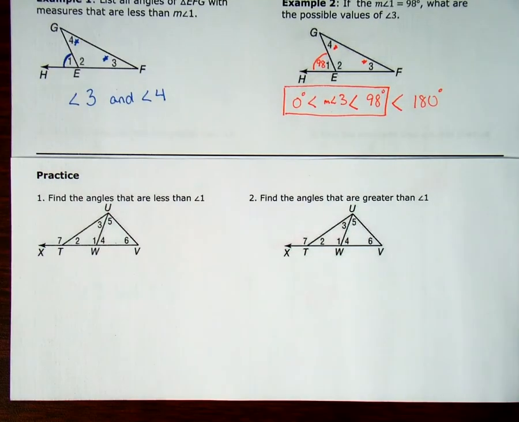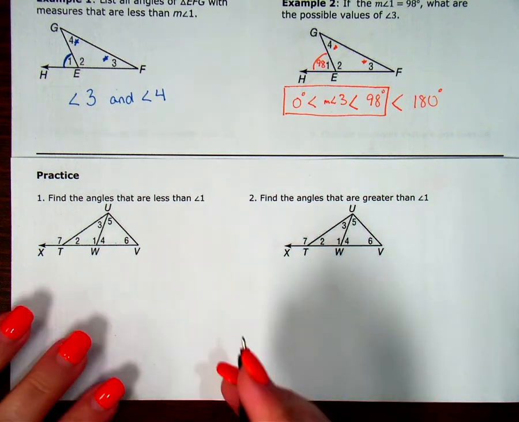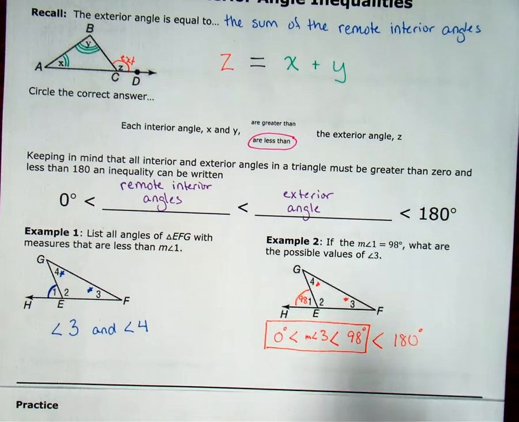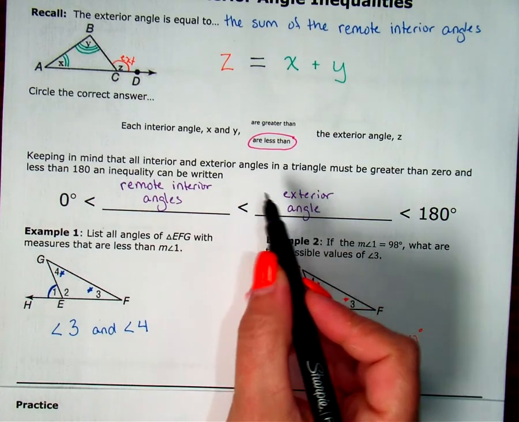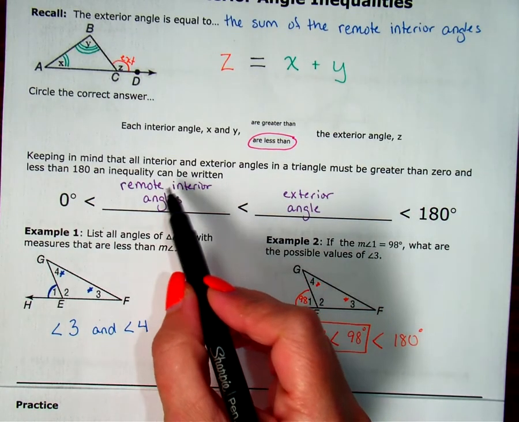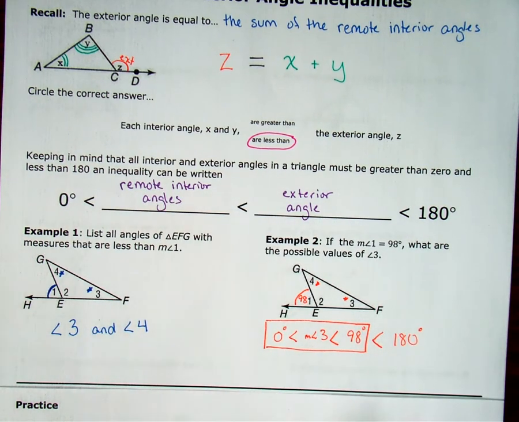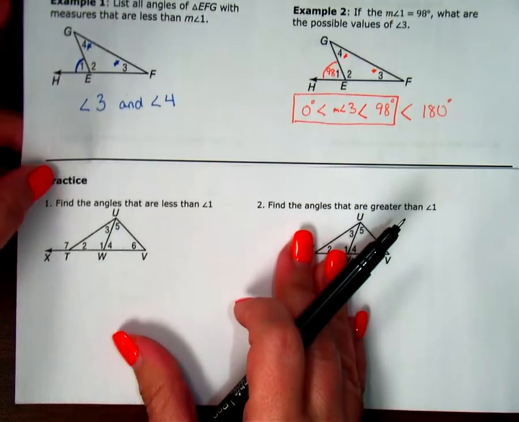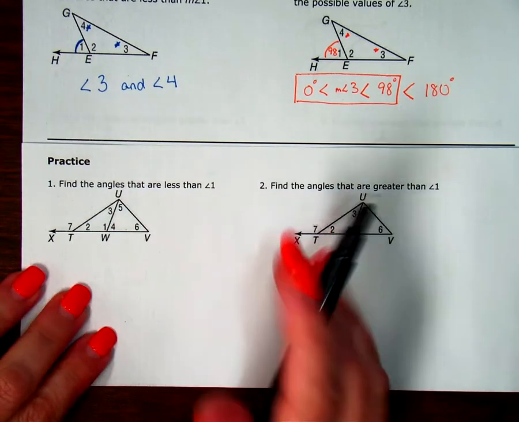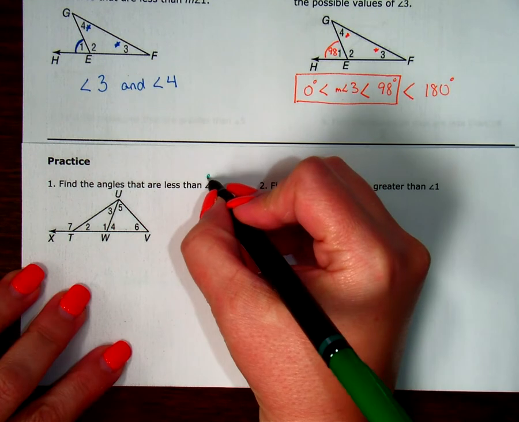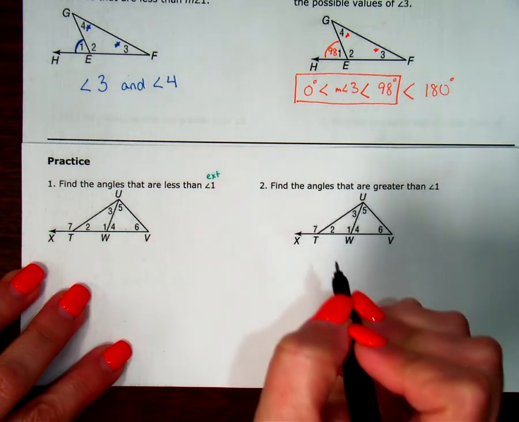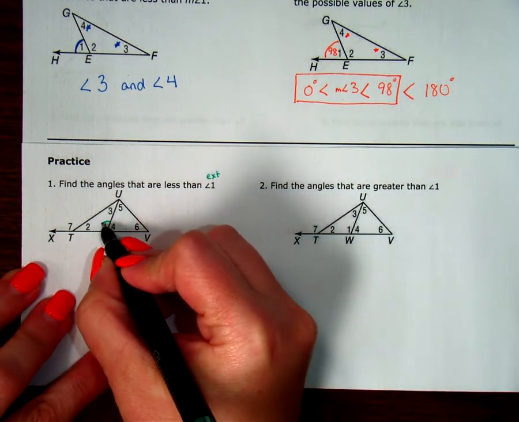My first example here, find the angles that are less than angle 1. So if I want to find something to be less than angle 1, when I look back up here, the smallest thing here other than 0 is the remote interior angles. Remote interior angles are smaller, exterior angles are bigger. So if I want something to be less than angle 1, I need angle 1 to be an exterior angle so that something is bigger than that. So angle 1 needs to be outside.